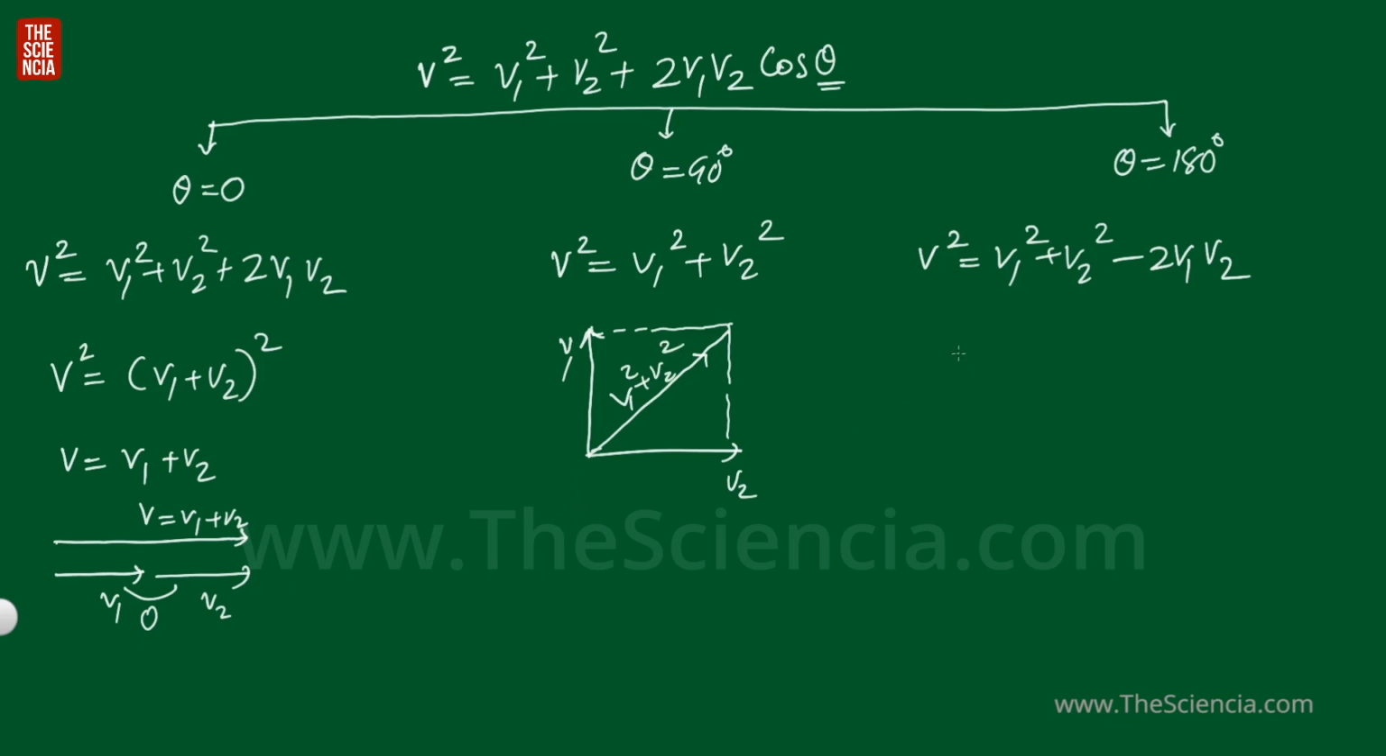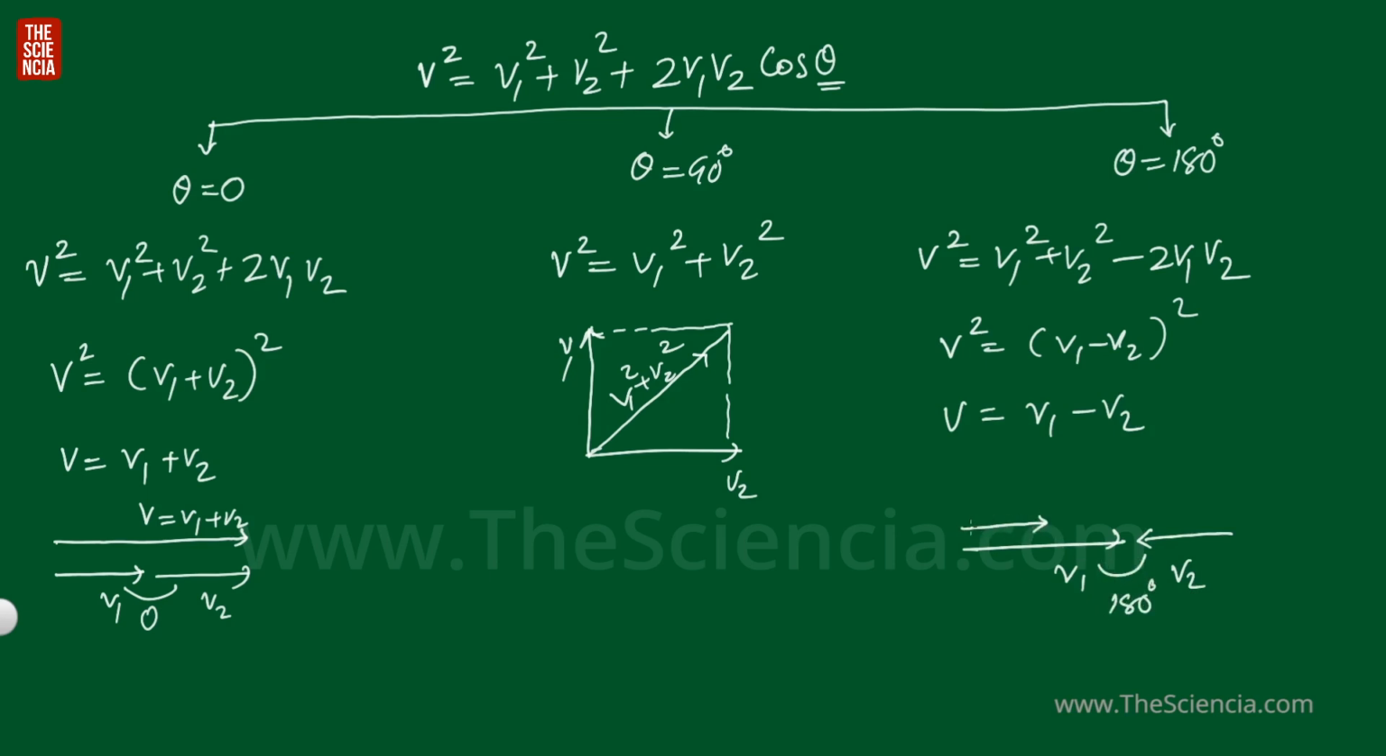And here you can rewrite this v square is equal to v1 minus v2 all square. That is v equal to v1 minus v2. Suppose the velocity v1 is like this one and v2 is this one. Here you can see the angle between them is 180 degrees. Then the resultant vector will be this one, v equal to v1 minus v2.